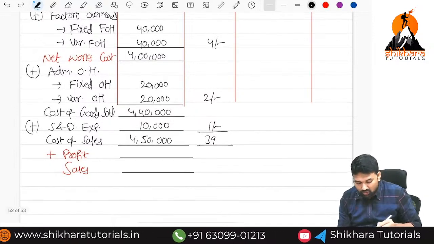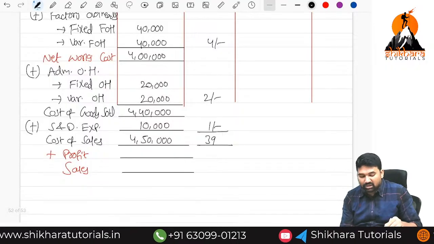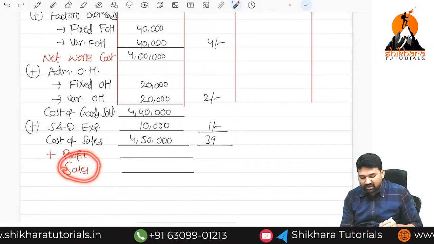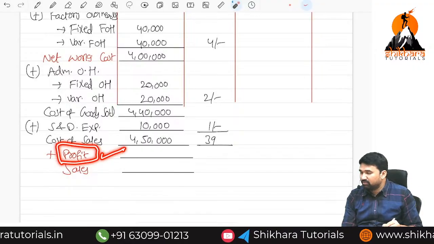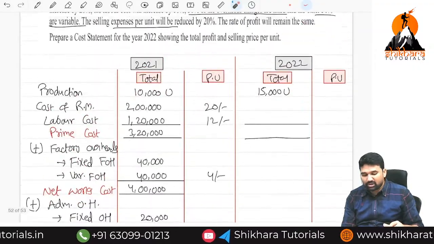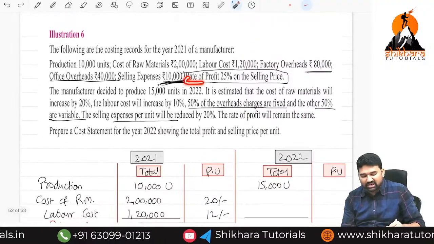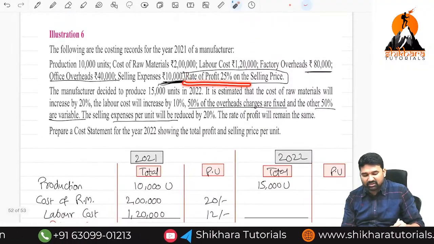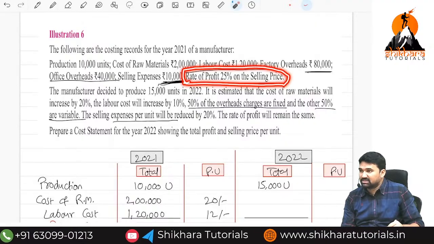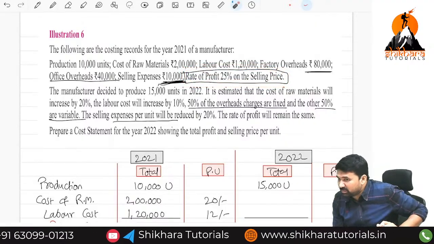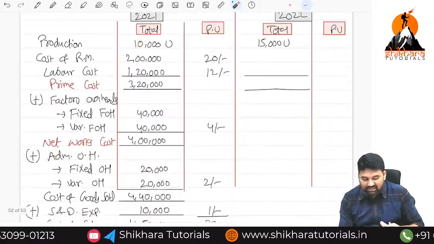So now we have to calculate what? Sales. But in order to get sales, we need to find out profit. But we don't know profit. But in order to find profit, there is a link given. What is that link? Rate of profit is 25% on selling price. Listen carefully.